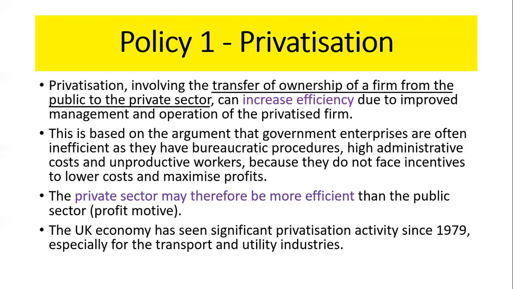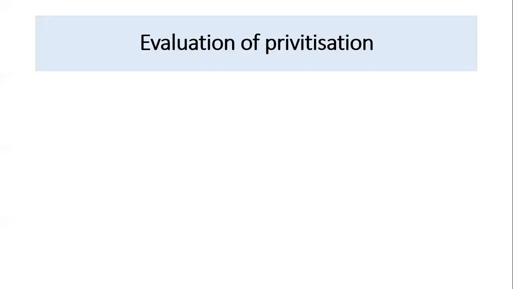The UK economy has seen significant privatisation activity since 1979, especially for the transport and utility industries. We've seen a large number of what was once publicly owned organisations then being basically sold off to the private sector. And it was the emphasis on the free market, the disciplines of the free market. It was the private sector, the profit motive. It was a drive to improve efficiency. And by selling off to the private sector, it meant that we as the customer could still use that company, but we could benefit from the efficiencies of it being a privately owned organisation.